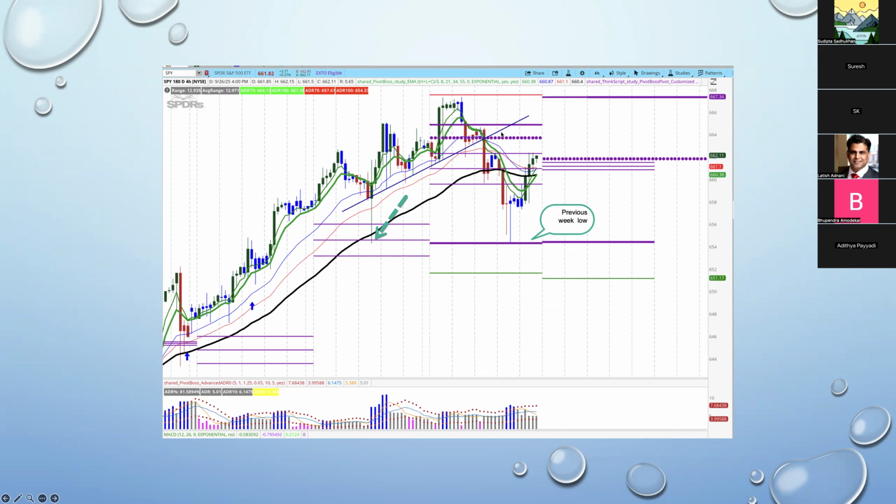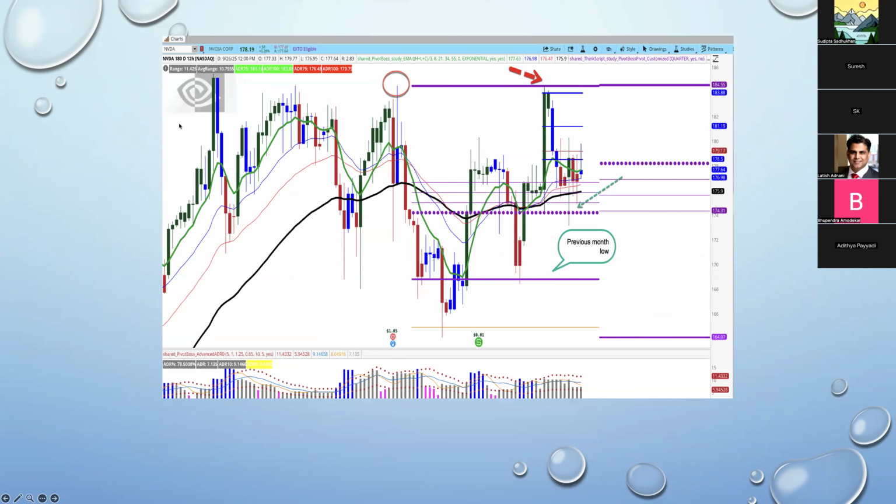I was expecting it to hold this support level and move back up, but eventually it dropped below that. Still, there were clear rejections at the previous week low, exactly rejected at the previous week low, then it moved back up. If you are entering here or somewhere around here, you can easily look for the previous week close or previous week high as a target.